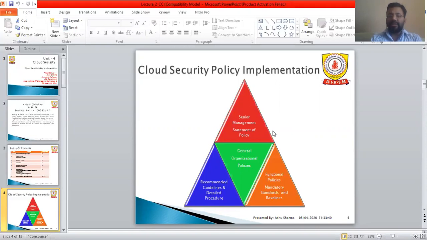Now the second is the general organizational policies. General organizational policy is basically based on five rules. The very first one is the awareness program related to security. As a company, we should have an awareness program on why security is important, because obviously we have so many customers, and we don't want their data to be at risk. So we have to follow an awareness program for customers as well as for the company's needs.